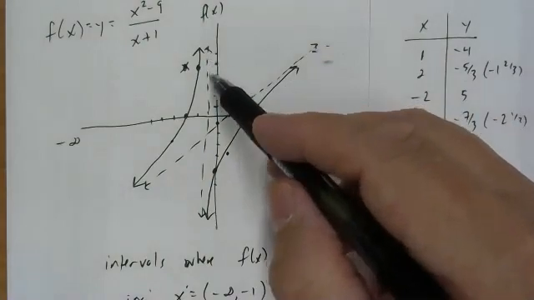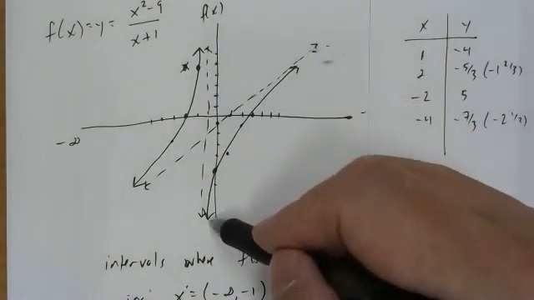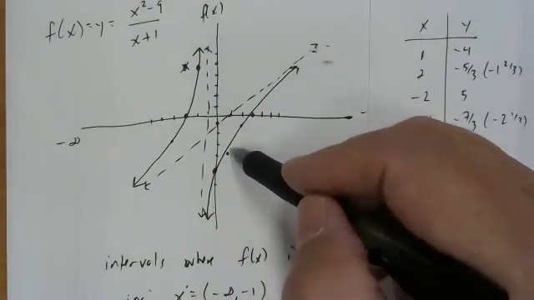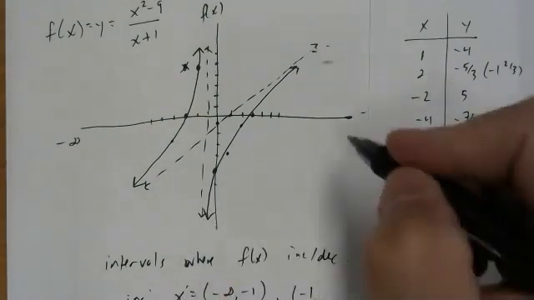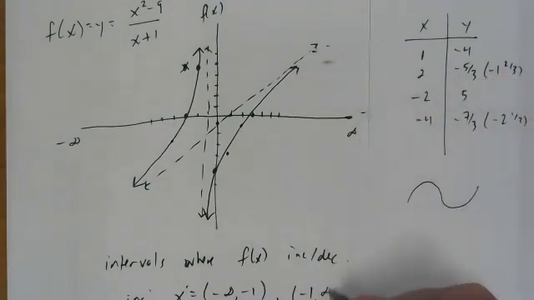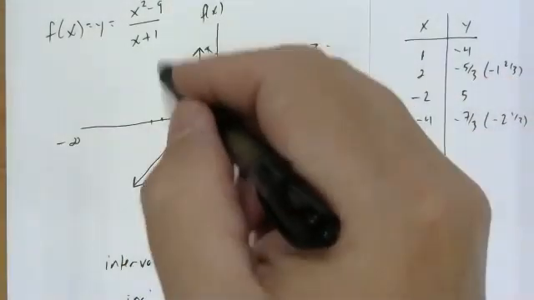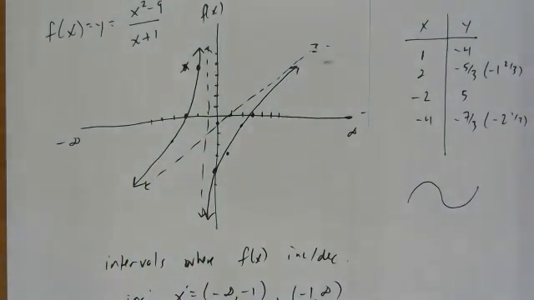So you jump over the asymptote and you go down here, and as you keep moving to the right, it keeps increasing. So there are two regions of increase, negative infinity to -1, and -1 to infinity. Turns out this whole graph is actually increasing, so there are no regions where it's decreasing.